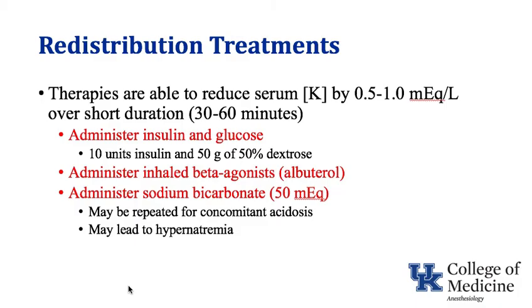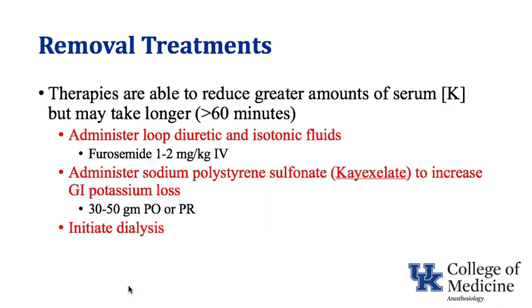In the setting of hyperkalemia, typically 10 units of insulin are administered and a 50-gram bolus of 50% dextrose is administered. Inhaled beta agonists like albuterol are also frequently used, as well as the use of sodium bicarbonate. Please remember that sodium bicarbonate is used to correct acidosis, and it may lead to hypernatremia, particularly if repeated doses are used. Removal treatments are able to reduce greater amounts of serum potassium, but may take significantly longer.